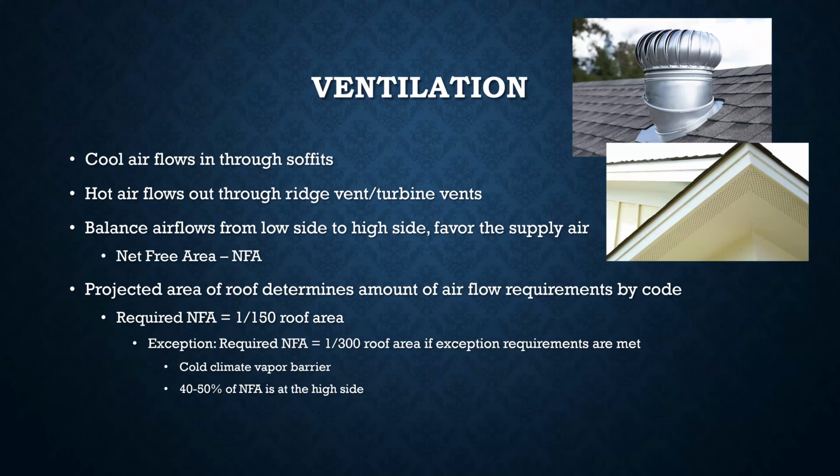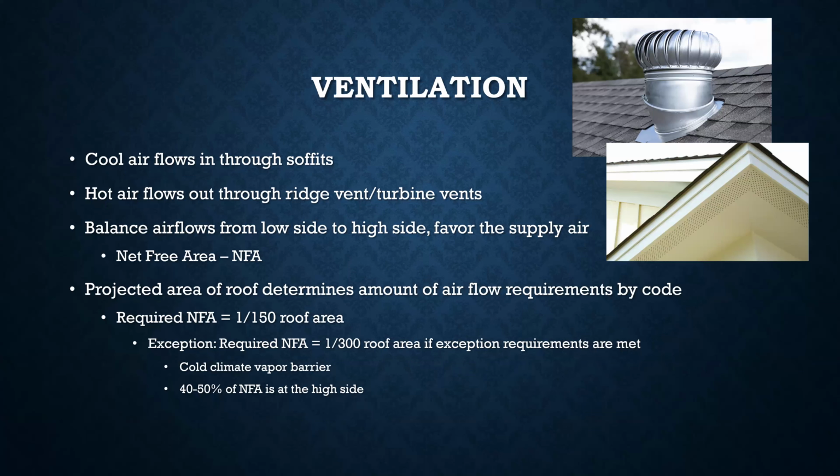That's encouraged by the code, because the amount of net free air is set by code. They say that if you have a roof area of 150 square feet, you need 1 square foot of net free air that's venting. In a good situation, you would put half of that high and half of that low. In the old days, you would put half of that area on one end of the house and half on the other end of the house.